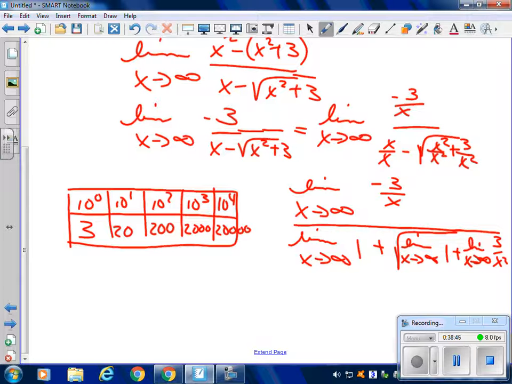So, what's negative 3 over x as x goes to infinity?